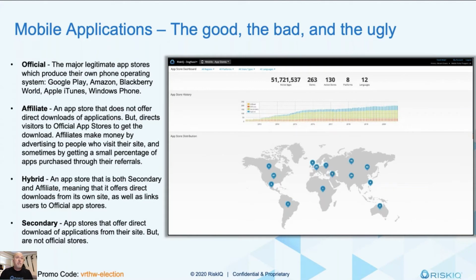A hybrid store means that they might have some links, and they might have some things that they're storing as well. And the secondary stores offer direct downloads. So this might be free APKs, for example. And a lot of those hybrid and secondary stores might have some compromised apps in there.